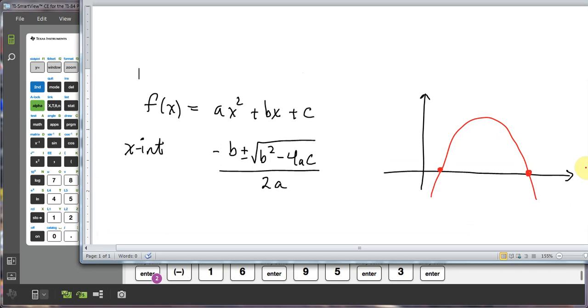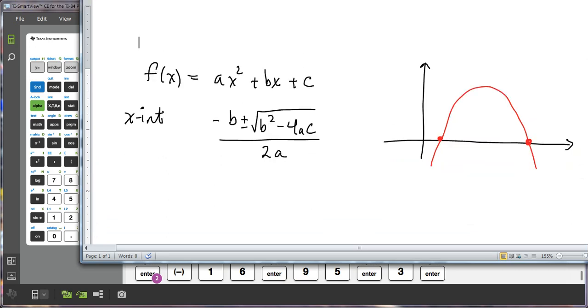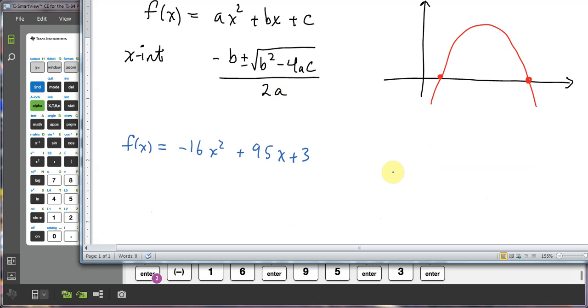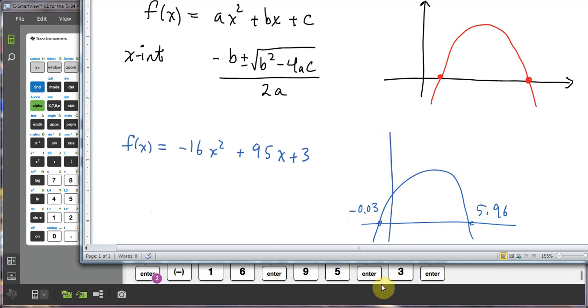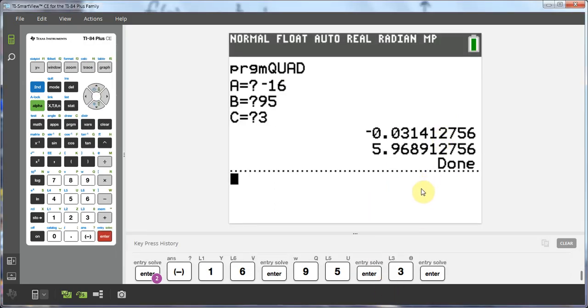So in our example, if I were to say that f of x was equal to -16x squared plus 95x plus 3, then the quadratic formula would tell me that my two x-intercepts would be about, and this is not drawn to scale, -0.03 and about 5.96. Okay, so that's what this program tells us, right? And it's a very nice program. If it works, then we can continue to use this all the time.